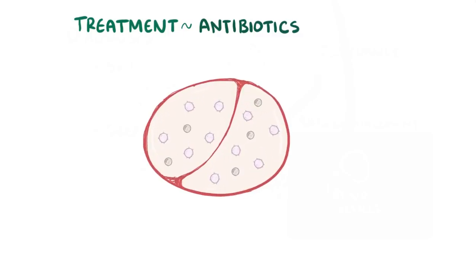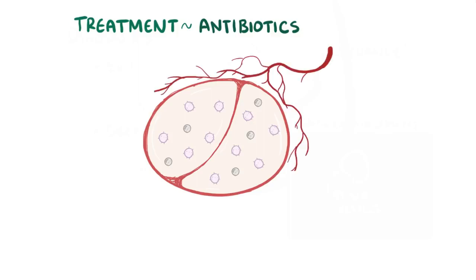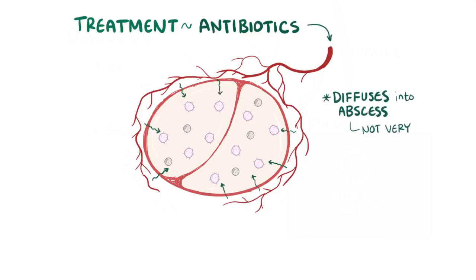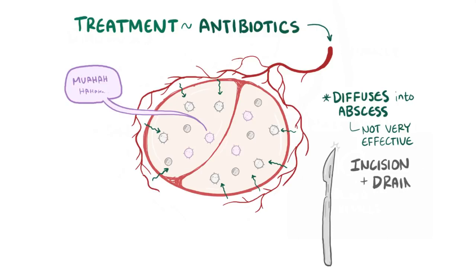Generally speaking, infections are treated with antibiotics alone. But in order for antibiotics to work, they need to first reach the bacteria, and that's usually done through the bloodstream. Since abscesses don't have blood vessels inside them, the antibiotics can only diffuse into the abscess, and that's not very effective, especially when dealing with a large abscess. You can imagine it getting to those guys close to the edges, but there's no way it's getting to the bacteria in the middle. That's why the most important treatment for an abscess is incision and drainage.